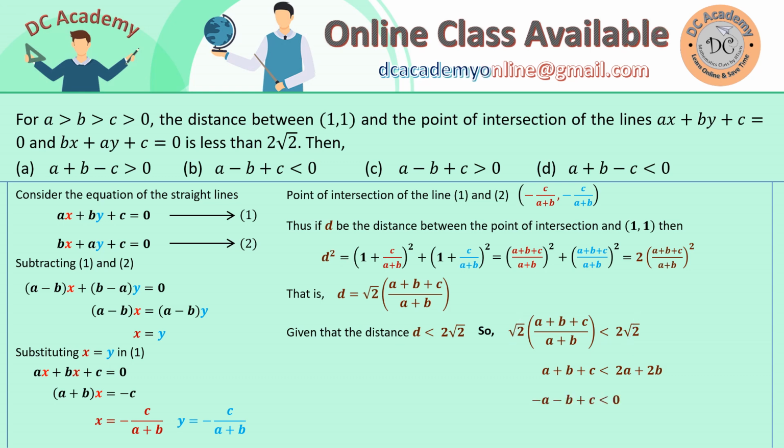If we rearrange the terms, we get minus a minus b plus c is less than 0, which is a very straightforward calculation. Nothing to be worried about. Now we also know that if we multiply by minus 1 on both sides, the inequality sign will interchange. So less than becomes greater than 0, and that's the relation. Therefore in this problem, option A is the correct answer, and that's it. See, it's a very simple problem. Hope you understood.